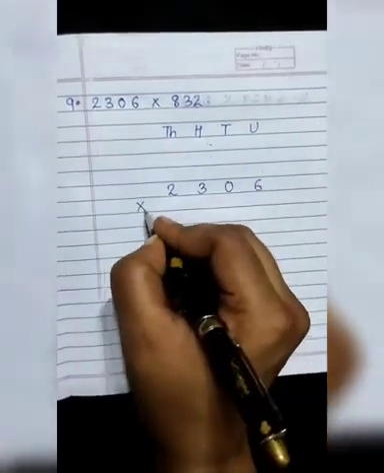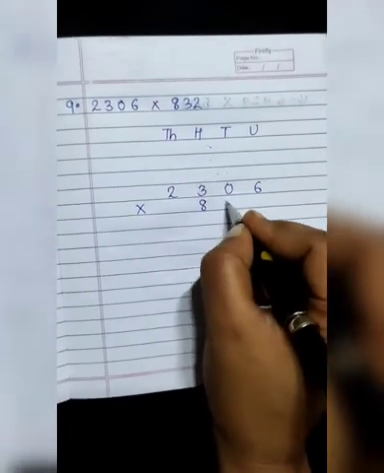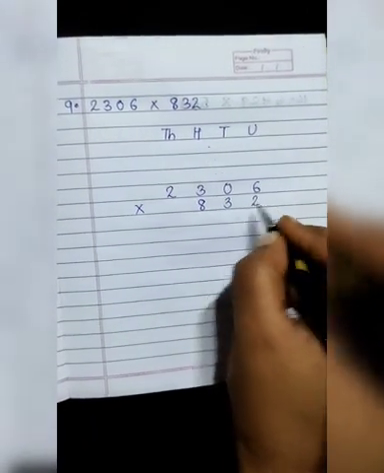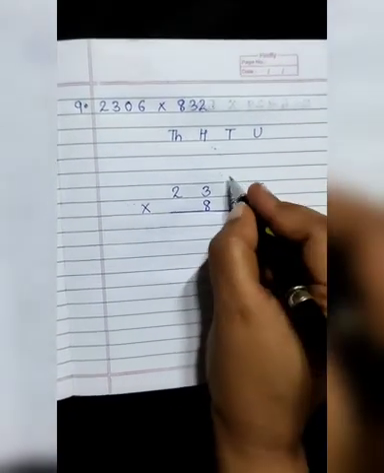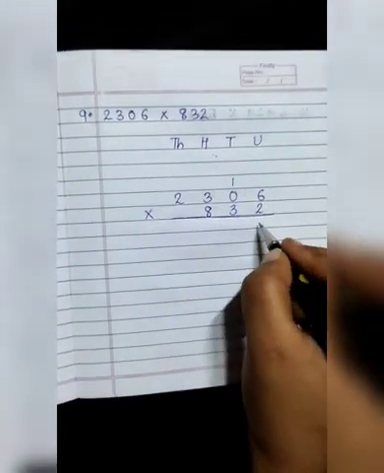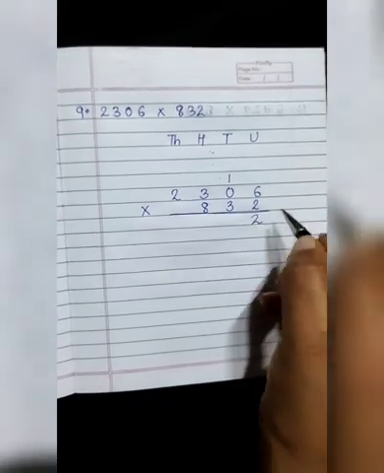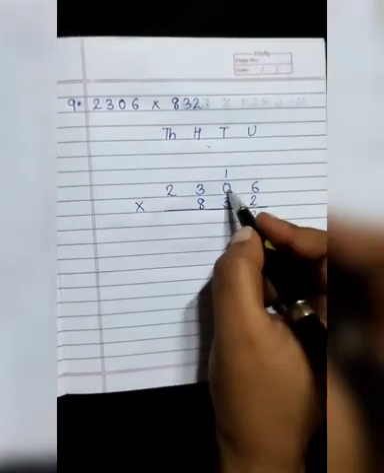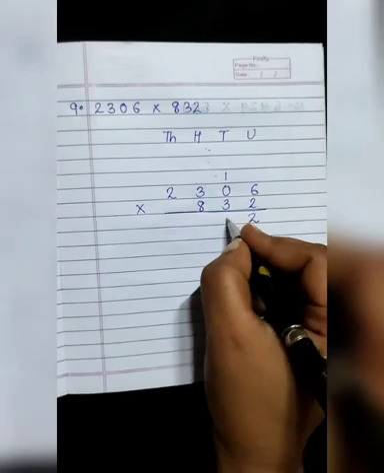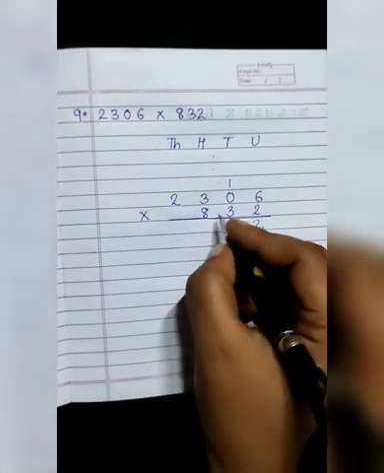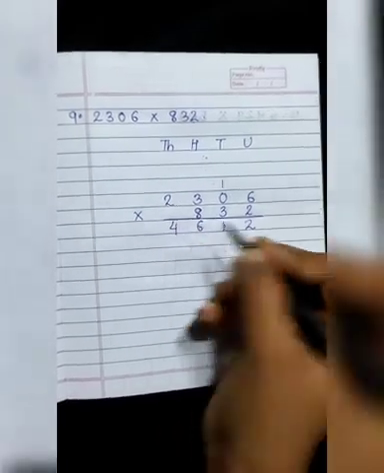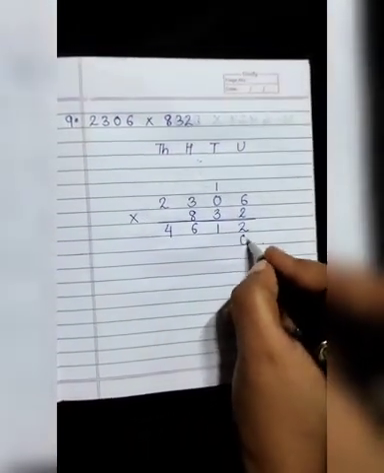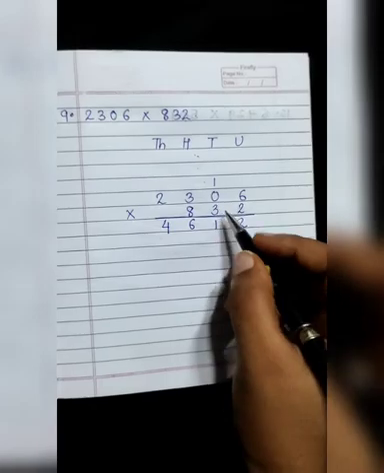2,306 multiplied by 832. Now 2 sixes are 12. So 1 we will carry and 2 we will write down. Then 2 zeros are 0. Here 1 is there, so we'll write here 1. 2 threes are 6. 2 twos are 4. Then we will put 0 over here as we are taking the tens number.